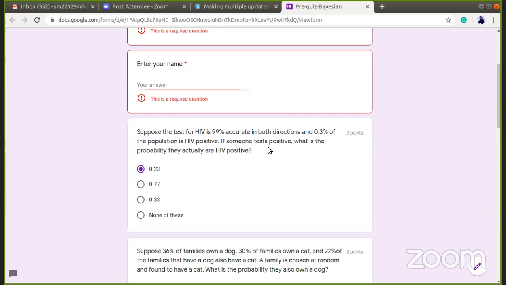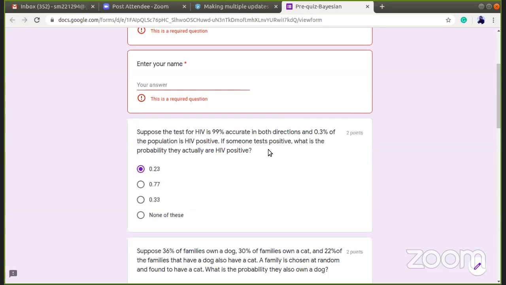In this question, Bayes rule will not apply because the question is very straightforward: if the test has come out positive, then according to the accuracy of the test, 99% of the time he will be positive, and that is intuitive also, right?